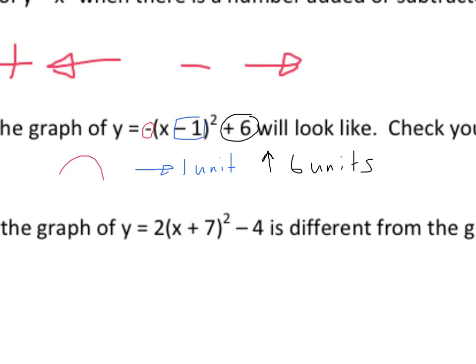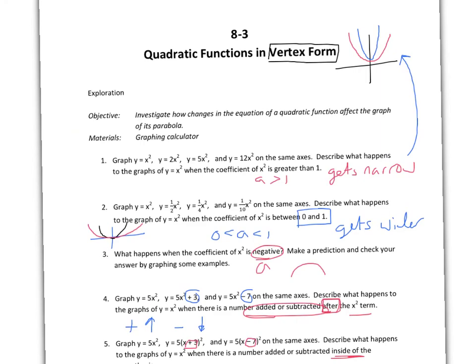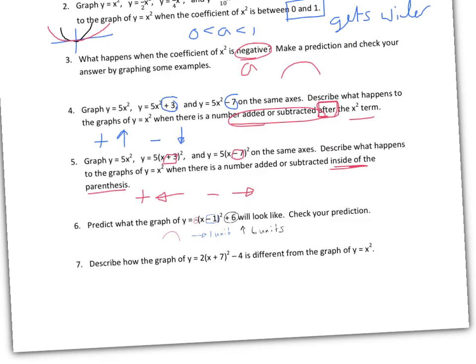And again, we can only get this information from things in vertex form. Vertex form will be discussed on the next page, but that is of the form y equals a, x minus h, plus k, and this is squared. So back to our last question.